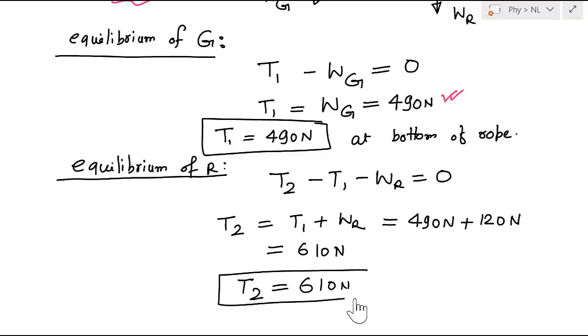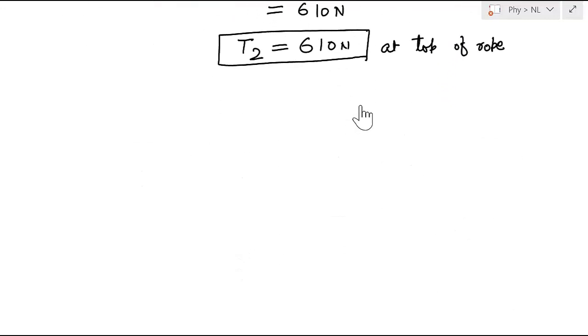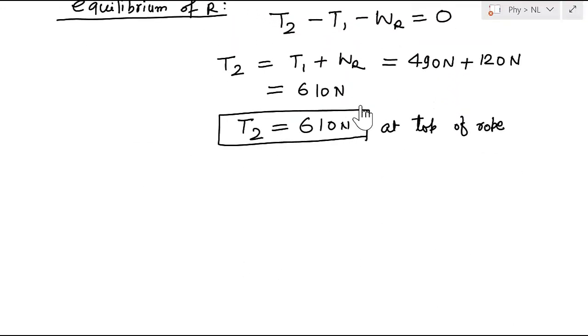So now I can say the tension at the top of the rope is 610 Newton. So you see, in this case, the tension at top and bottom is not the same. If you see this rope, at the bottom you have a tension of 490 Newton, and at the top you have a tension of 610 Newton. So this is the top point and this is the bottom point. So this tension is not the same.